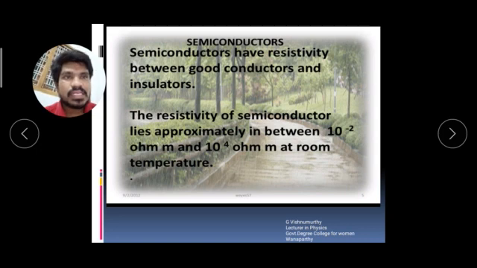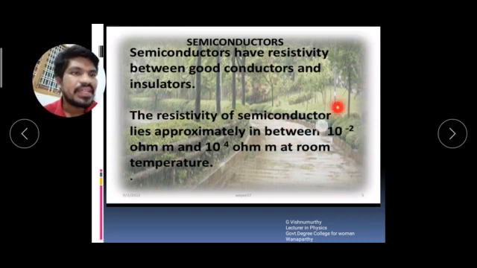So semiconductors have resistivity between good conductors and insulators. That's why sometimes it will act as a conductor, sometimes it will act as an insulator. The resistivity of a semiconductor lies approximately between 10 to the power of minus 2 ohm meter and 10 to the power of 4 ohm meter.